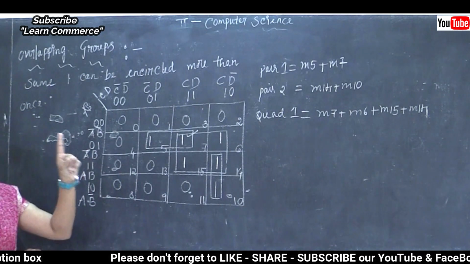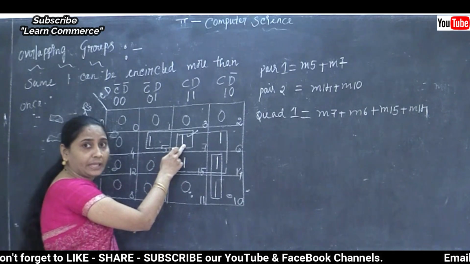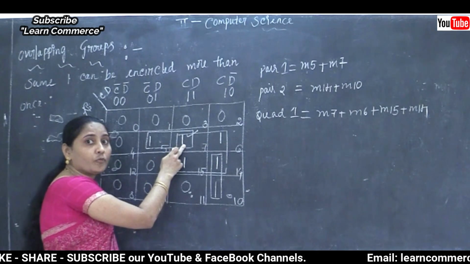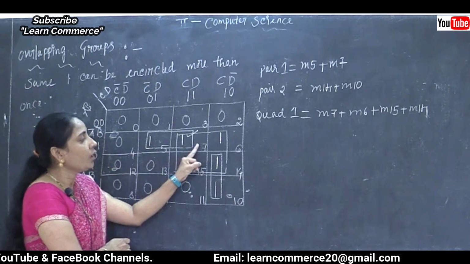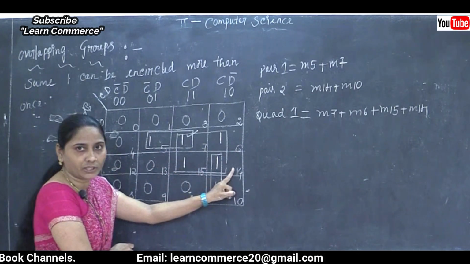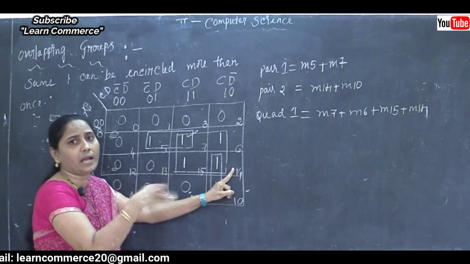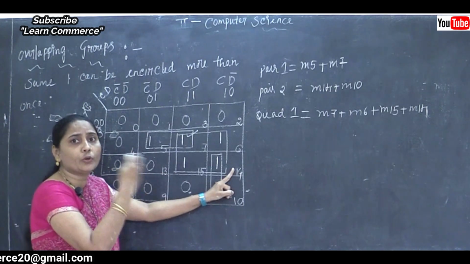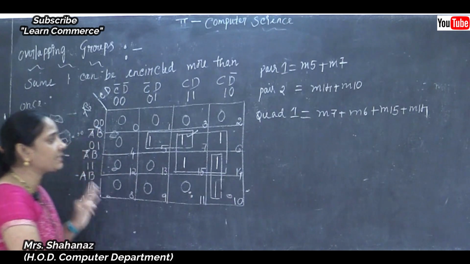First time for the pair 5, 7, and the second time we take that same one again to make it a quad: 7, 6, 15, 14. So we can say that the same one can be encircled more than once. The 7 one is going to be used again, twice here. And not just this 7.